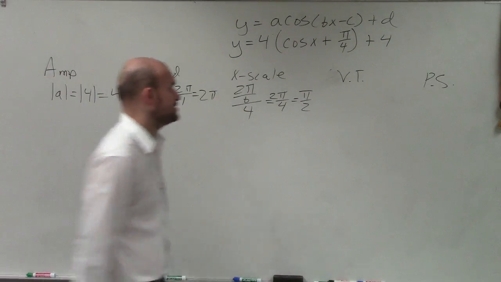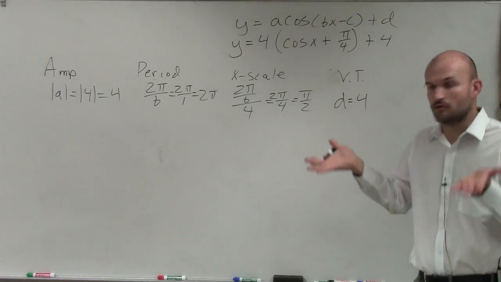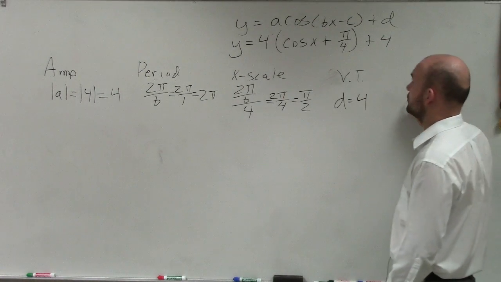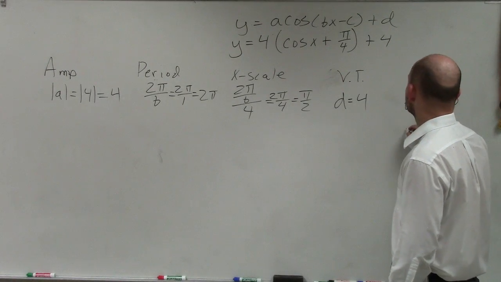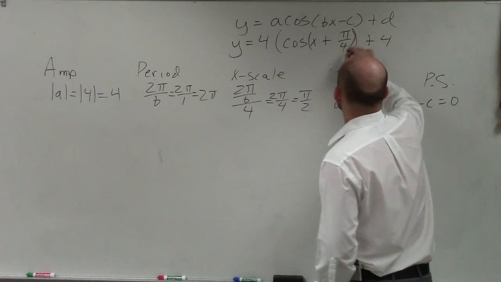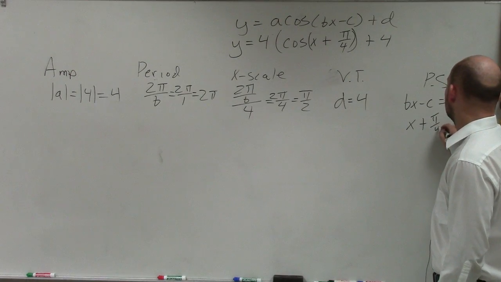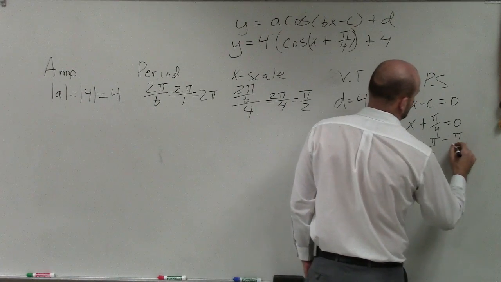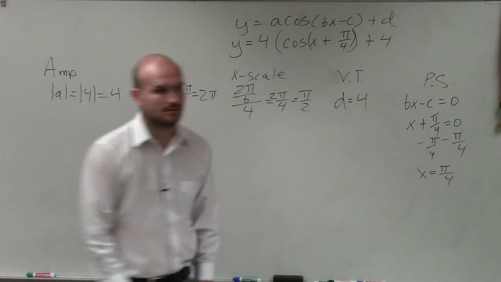Our vertical transformation is d, which in this case is 4, so we shift the graph 4 units up. Our phase shift is pi over 4. We always take bx minus c equals 0. In this case, we have x plus pi over 4 equals 0. Subtract pi over 4 from both sides, so x equals pi over 4. Cool?